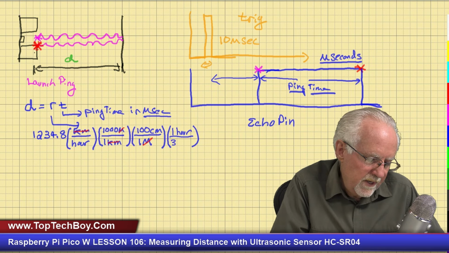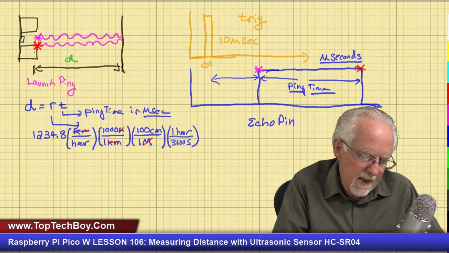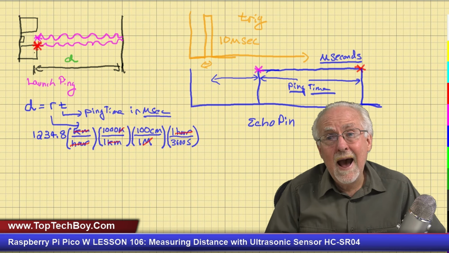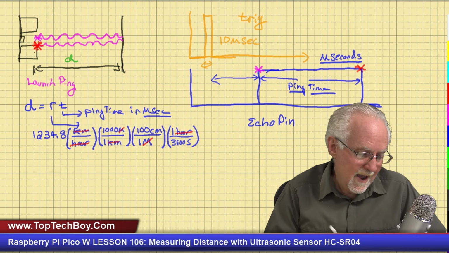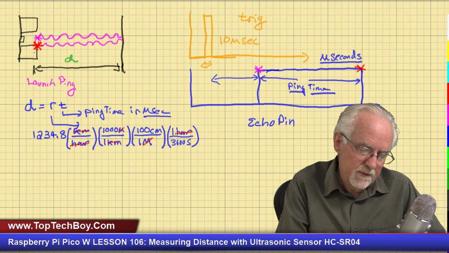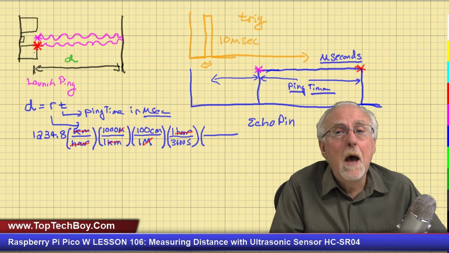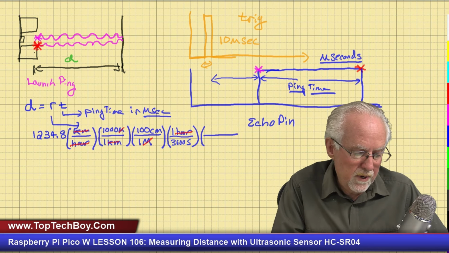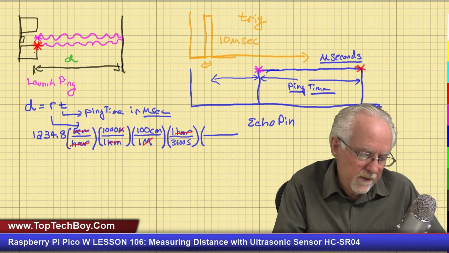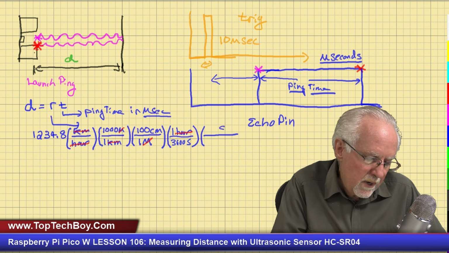So 1 hour is equal to 3,600 seconds. Okay, now look what happened. Hour is in the numerator and the denominator, hour over hour makes 1. Now what unit am I in? Centimeters per second. Stay with me, guys. We are almost there. Do I want to be in seconds? No, I want to be in microseconds. What do I want to get rid of? Seconds. It's in the denominator.